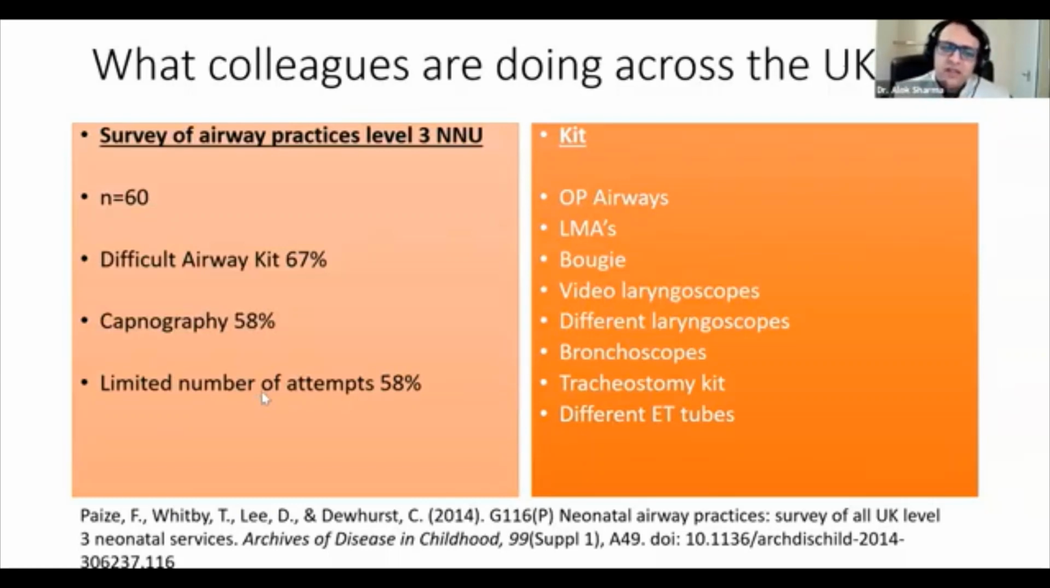So very interestingly, if you looked at the difficult airway kit for the remaining 67% of the units, they had different devices which were organized in different ways. So at that time, our unit basically did not even have a video laryngoscope. We only started using a video laryngoscope in 2015. But the airway kit had oropharyngeal airways, LMAs, bougies. So different devices, the training of which is absolutely imperative.